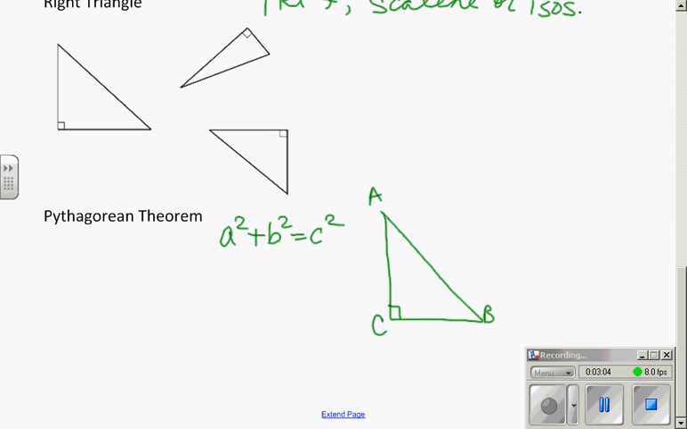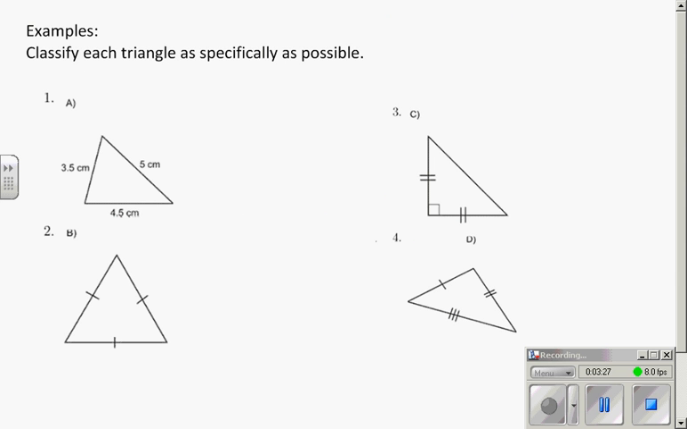Another little trick is when we name triangles, we name them with capital letters, and the sides opposite are always the lowercase versions of those same letters. So here you can see a and b are the sides, square them, add them together, and my hypotenuse, which is always opposite my right angle and is always the longest side, is what they are equal to squared.